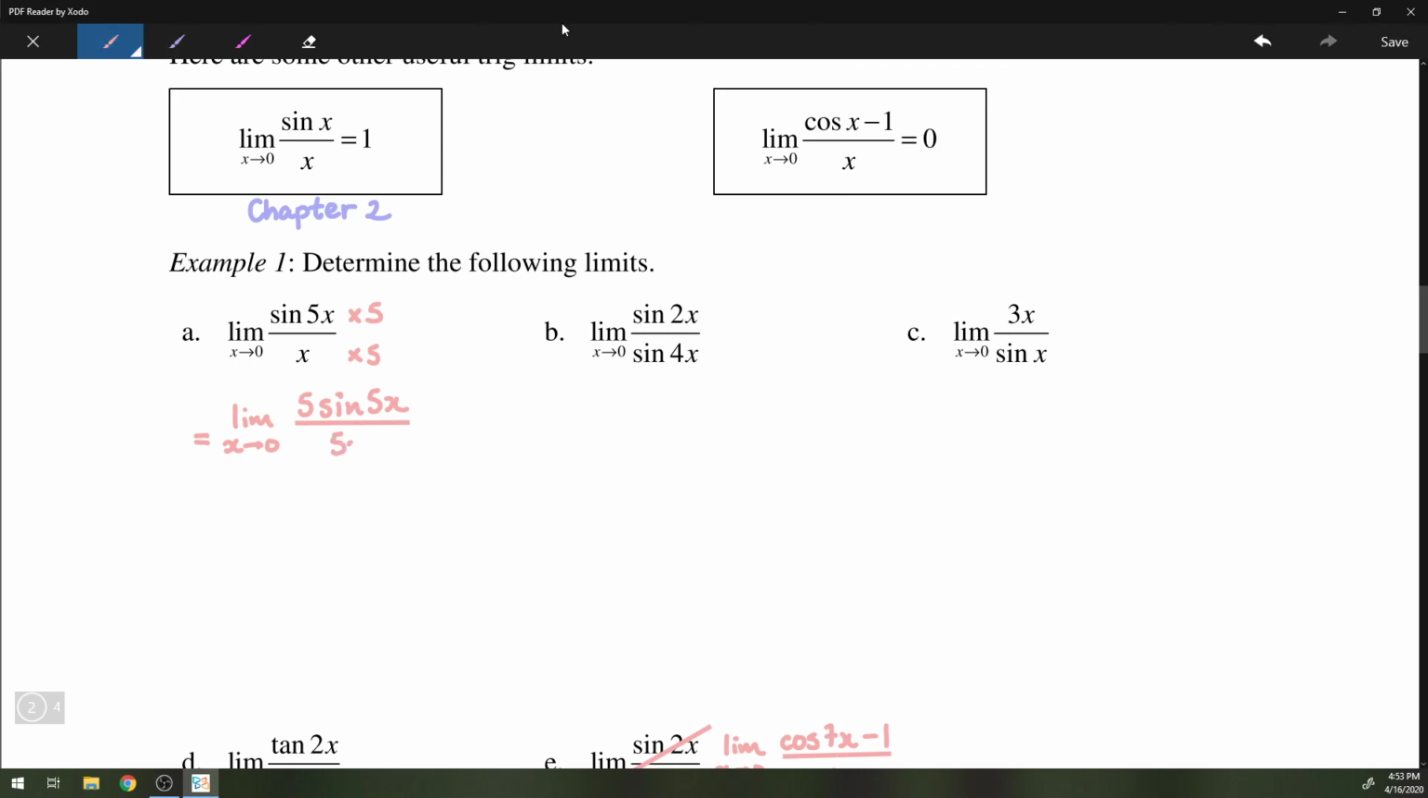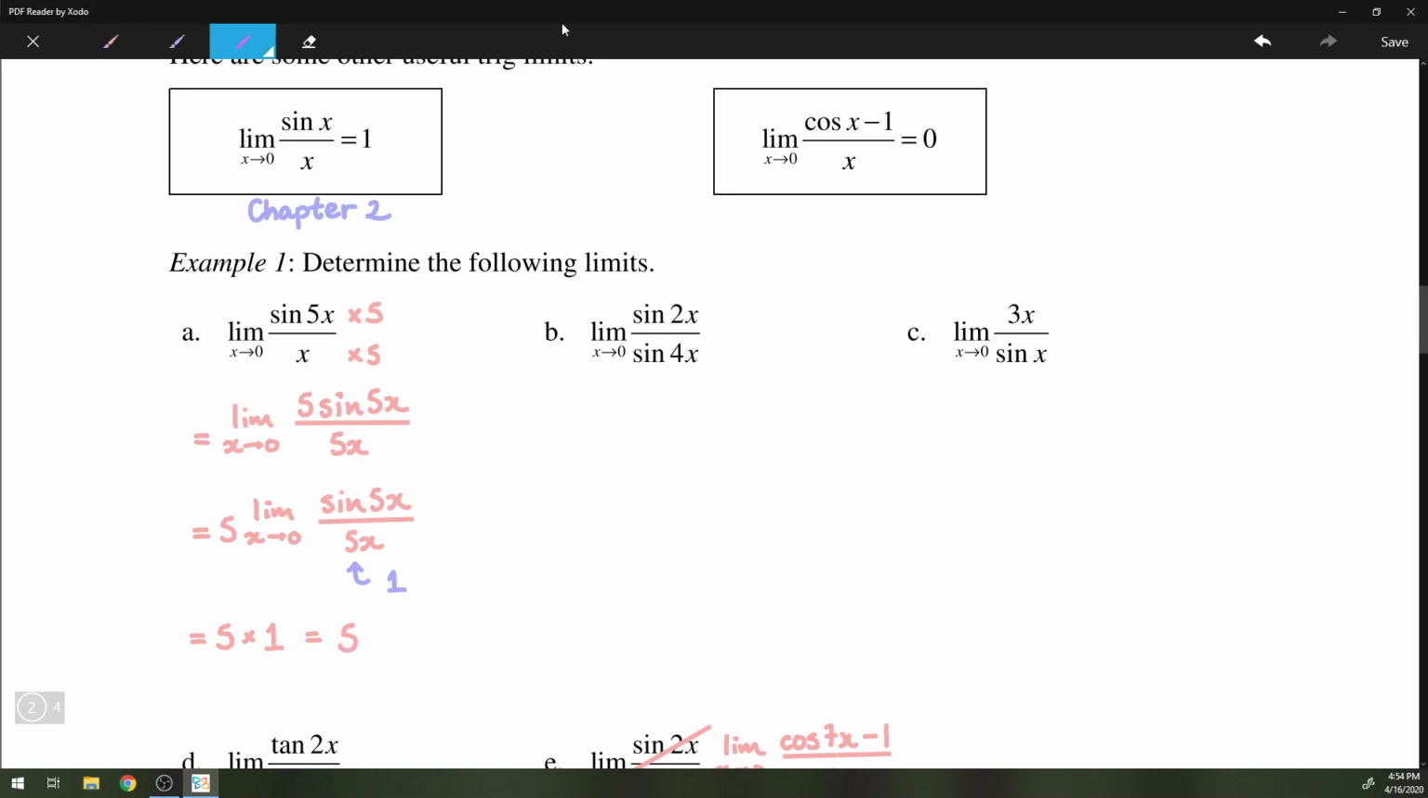Now, we can use the constant rule for limits to move the 5 in front of the limit itself in the numerator. So now, suddenly, inside the limit, the sine 5x in the numerator and the 5x in the denominator, now those match up. And of course, that is simply going to give us 1. So the limit is going to be equal to 1. So we have 5 times 1. Therefore, the answer to our question is just 5.